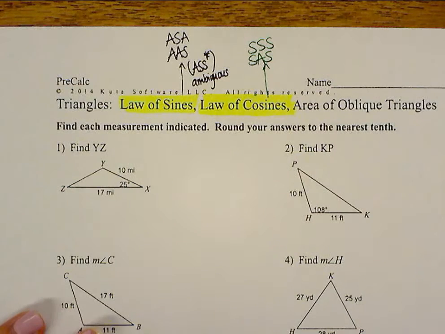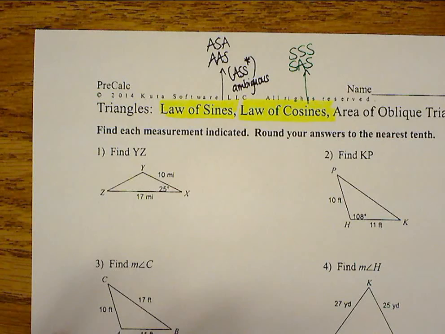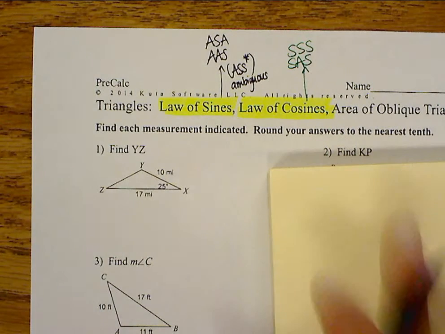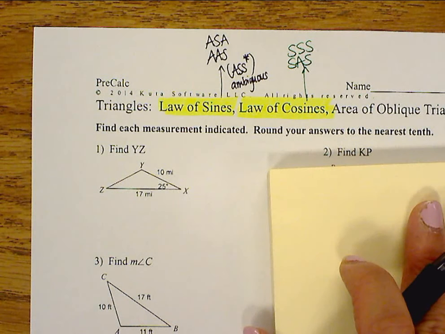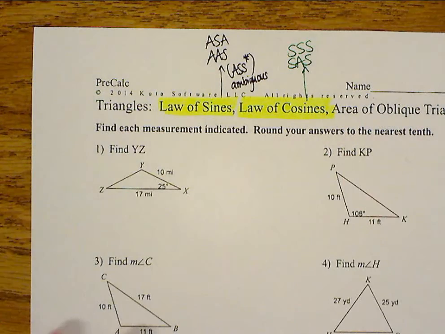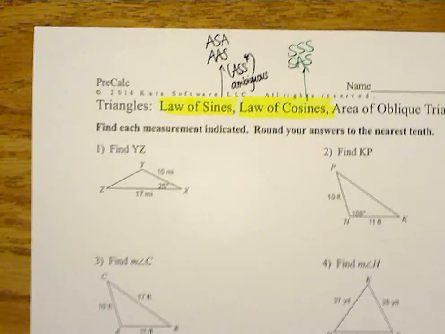ASS being ambiguous, basically, it doesn't guarantee a congruent triangle, so basically be careful. Refer to my previous video if you want a more detailed explanation.